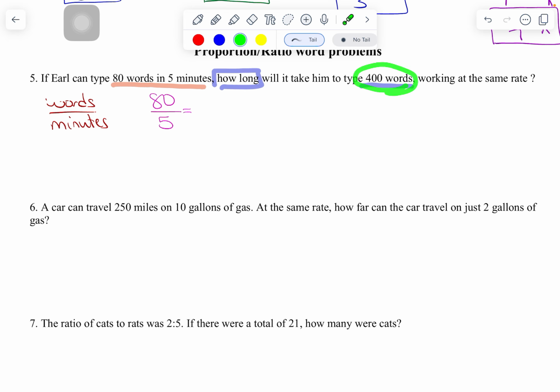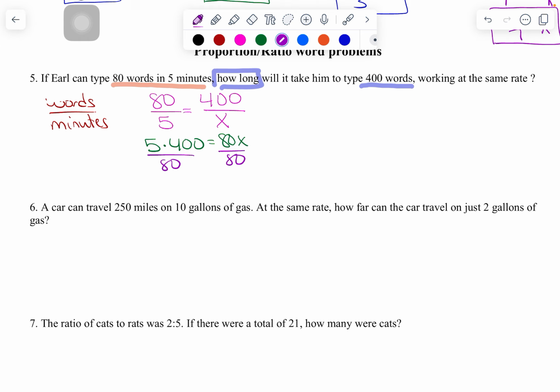So 400 words goes in the numerator. Get back to pen here. So 400 over the how long is the thing I don't know, right? That's what we're trying to figure out. So we now have 80 over 5 equals 400 over x. Now, just like we saw proportions with cross multiplication, hey, look, we're still going to cross multiply. But because I'm dealing with some larger numbers and I'm not working with a calculator, I'm just going to go ahead and cross multiply.